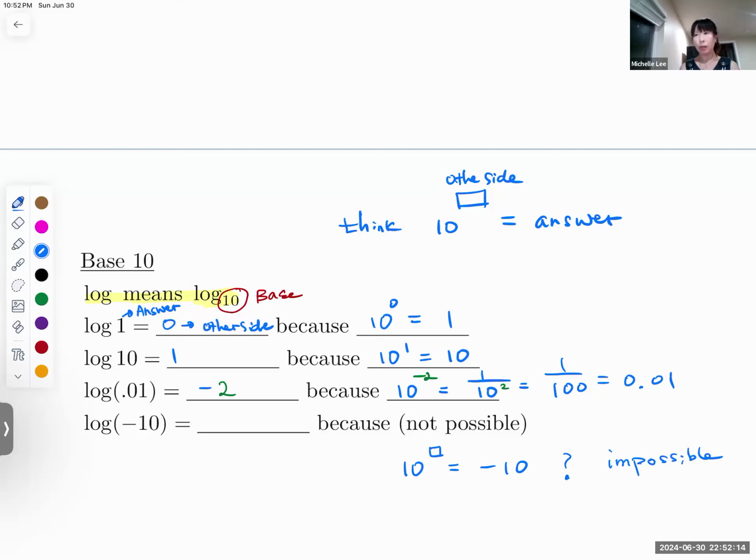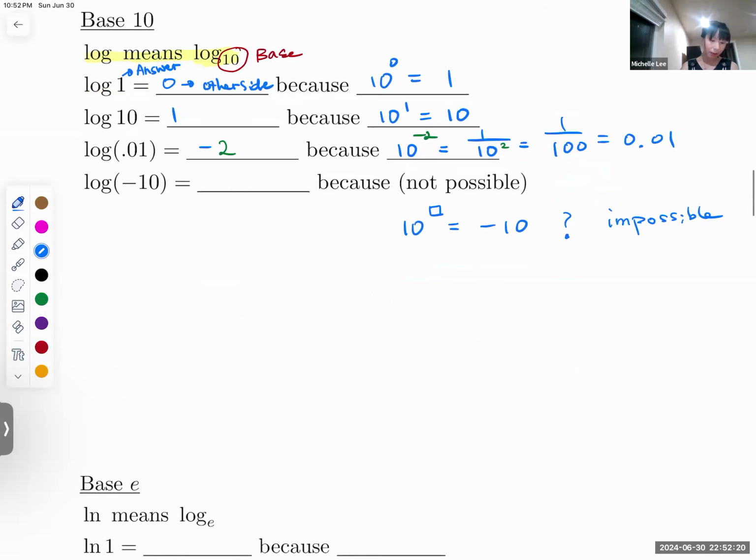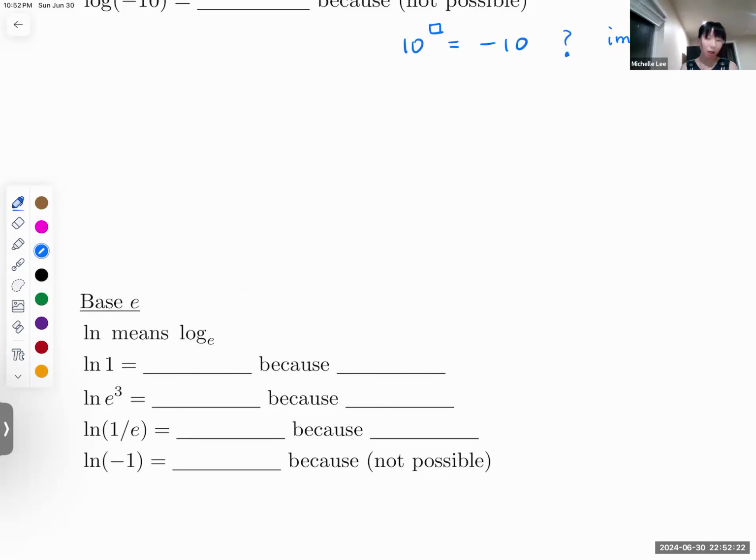All right. Okay, let's move on. So we have base e. So base e means log base e, right? Same as ln, which we call the natural log. So they have ln, natural log, and then log base e, right? With natural log.